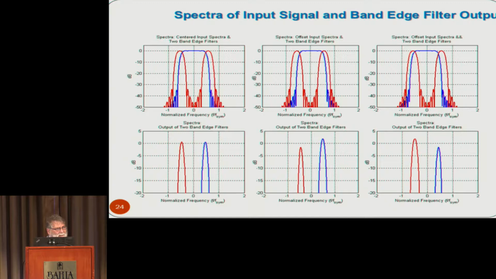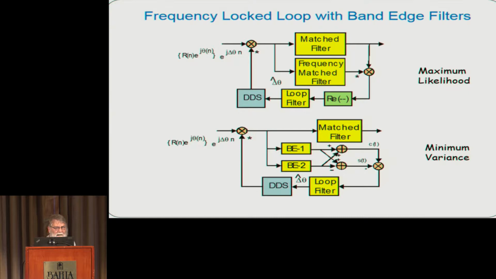So here's the example. Two band edge filters, the primary filter putting the same energy in both. Offset the primary filter to the right, one of them went up. Offset the energy to the left, energy went up. So it's sufficient to measure the energy difference of those two. Now, this is what you get if you do maximum likelihood estimate of frequency offset. You build your match filter, you build your derivative match filter, do the conjugate product, and the output of this is supposed to be sufficient to drive the frequency difference to zero.